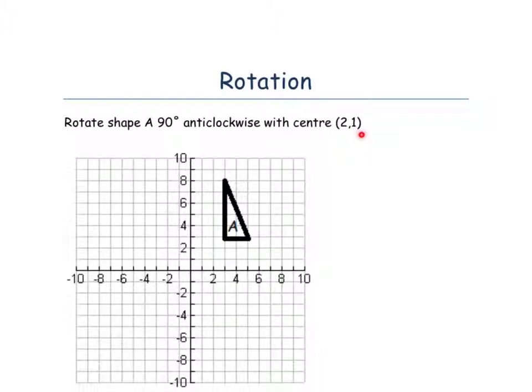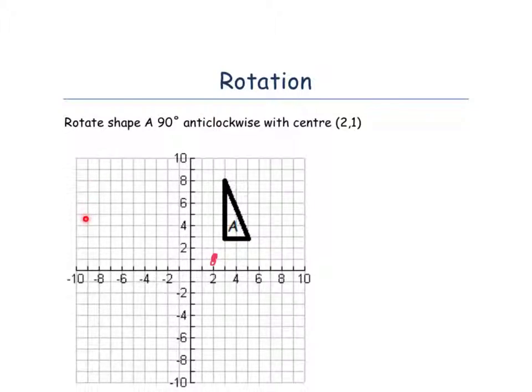So the first thing to do when you're asked to rotate a shape with a centre (2, 1) is to plot the coordinate (2, 1), which is there. Now, if I was doing this in an exam, I would use tracing paper. And what I'd do is I'd draw around this shape, I'd put the centre of rotation on my tracing paper, and I'd rotate the shape in the correct direction. So in this case, anti-clockwise, which is that direction, 90 degrees.